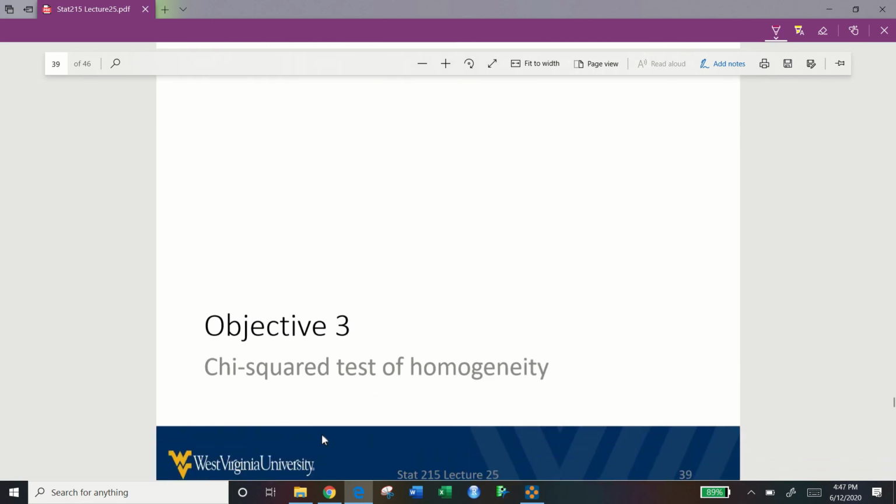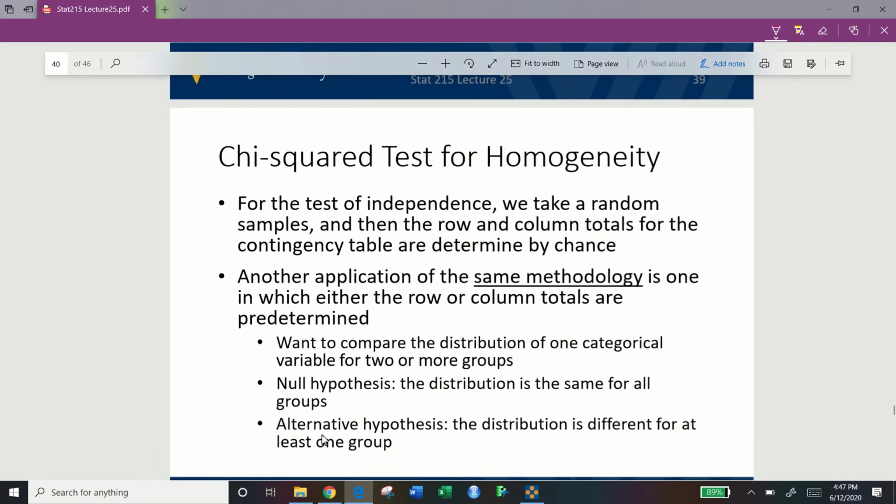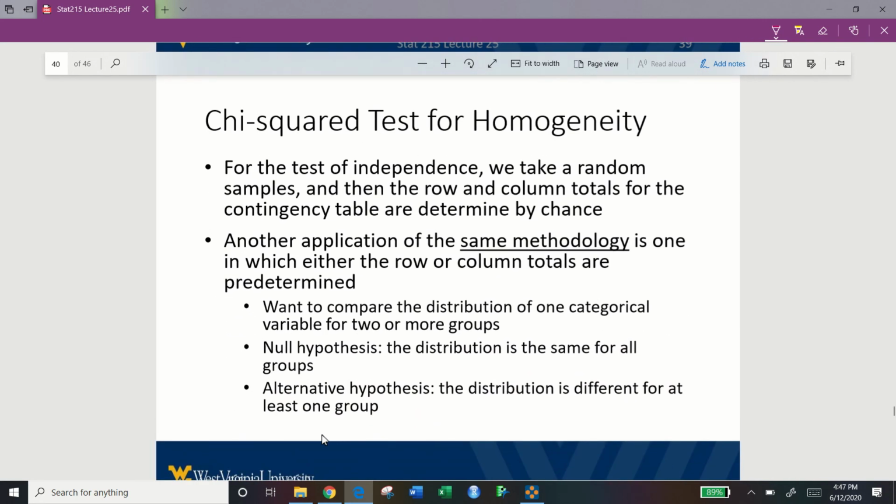This brings us to our third test, the chi-square test for homogeneity. For the test of independence, we take a random sample and then the row and column totals for the contingency table are determined by chance. Another application of the same methodology is one in which either the row or column totals are predetermined, meaning we want to compare the distribution of one categorical variable for two or more groups. In this case, the null hypothesis will be that the distribution is the same for all groups, and the alternative hypothesis is the distribution is different for at least one group.